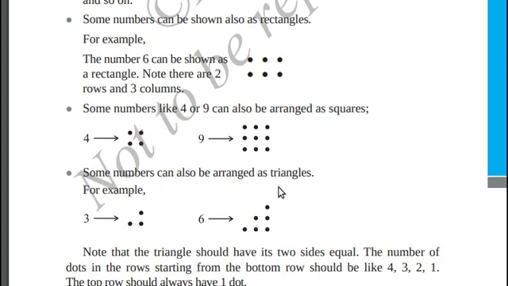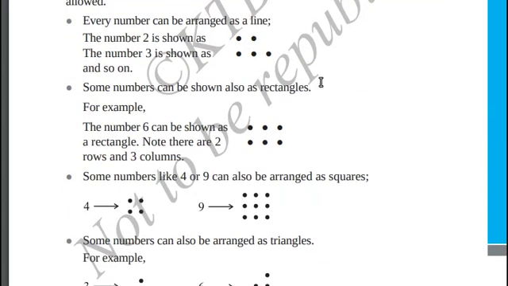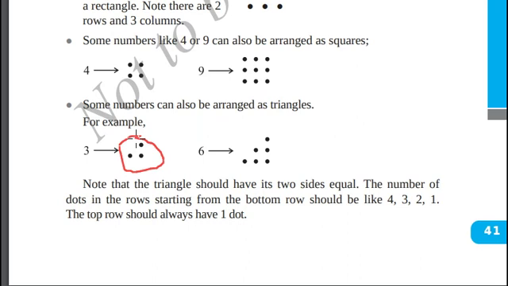Some numbers can be arranged as triangles. For example, 3 and 6. You can see 3 could be arranged as this and 6 could be arranged in this fashion. And all these shapes could be written as a line. Let us take 4. We can represent 4 in a line. 1, 2, 3, 4. 4 dots. We can represent this triangle as a line. 1, 2, 3. We can represent this triangle as a line. 1, 2, 3, 4, 5, 6.